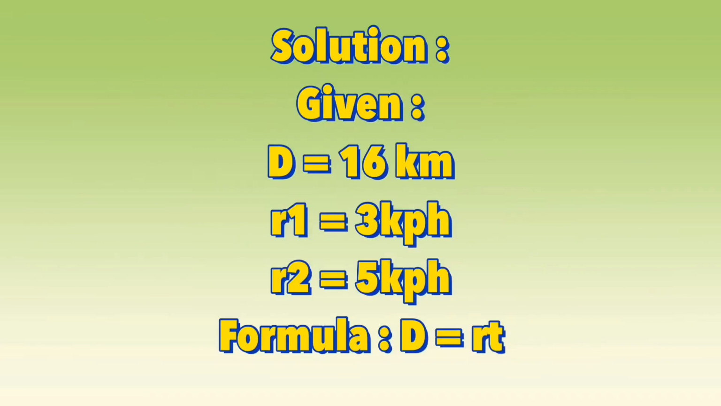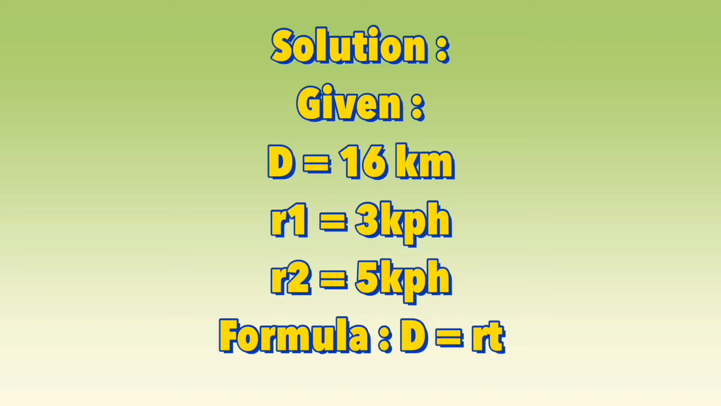Okay, our solution. We have to pick up first the given. The distance is 16 kilometers. For Lorna, the rate is 3 kilometers per hour, and for Peter it is 5 kilometers per hour. And we have to use the formula D equals rate times time. This is the constant formula, the uniform motion formula. When we say uniform motion, meaning to say this speed is constant.